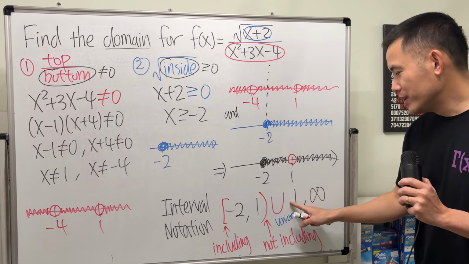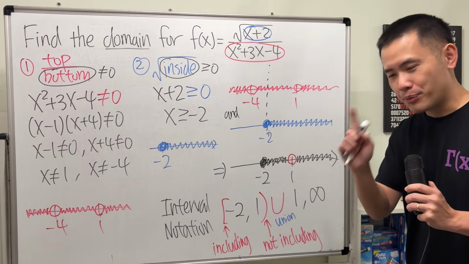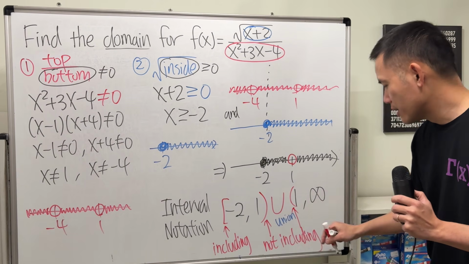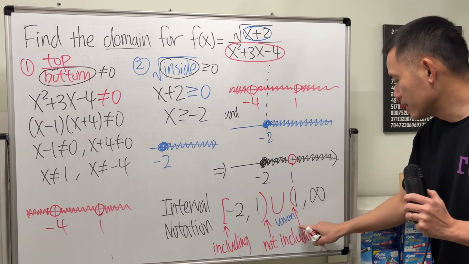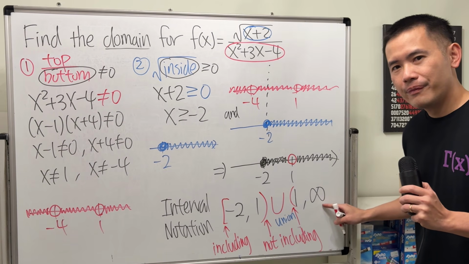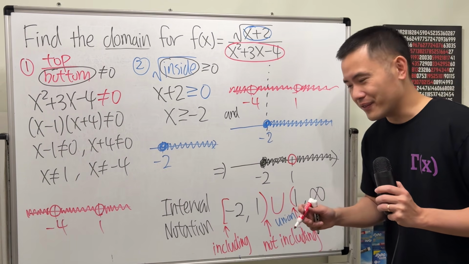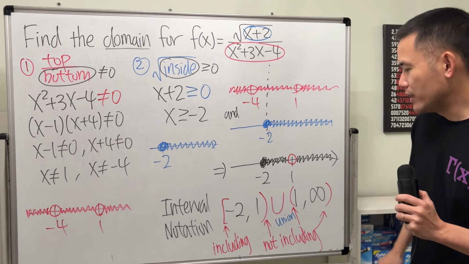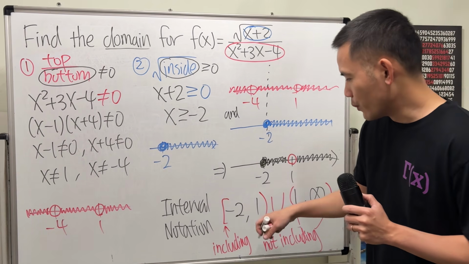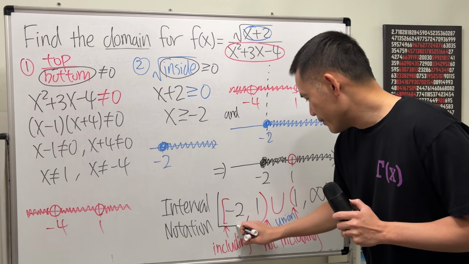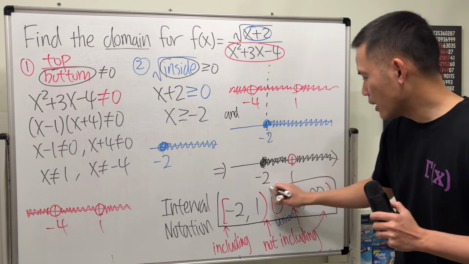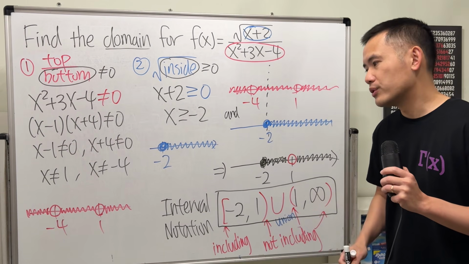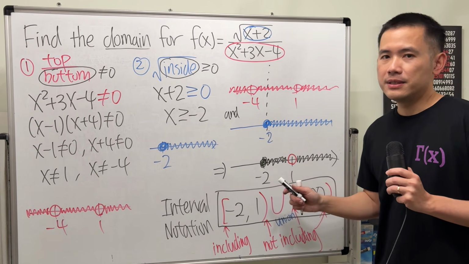Now, what do we need to put for the 1? If you say parenthesis, good, that's right, because again, we are not including the 1. How about infinity? Well, the truth is, we can never include infinity, so it's always a parenthesis. Again, parentheses when we don't have the end values. So this right here is how most likely you are going to present the answer when you have a domain of a function question. Hopefully this helps.